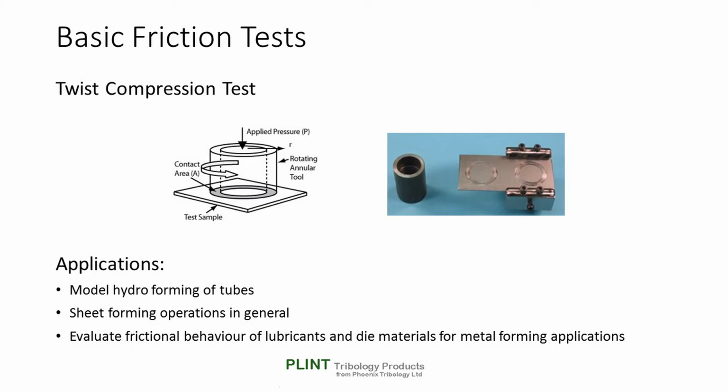The tests demonstrate comparative performance between different lubricants and material combinations and the ability of these to prevent pickup and galling under boundary lubrication conditions. Test duration can be used as a measure of lubricant squeeze film effects. Unlike the ring compression test, the twist compression test does not involve plastic deformation of the workpiece.